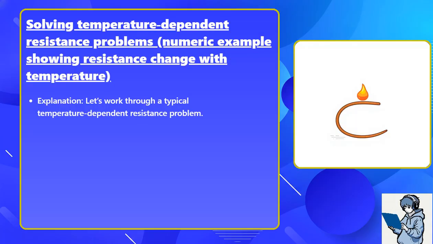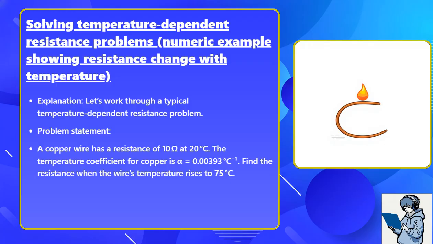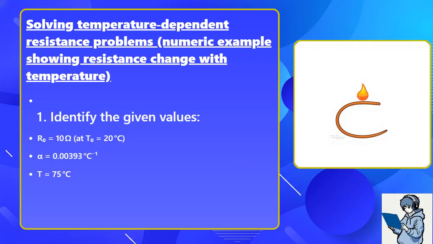Explanation: let's work through a typical temperature-dependent resistance problem. Problem statement: a copper wire has a resistance of 10 ohms at 20 degrees Celsius. The temperature coefficient for copper is alpha equals 0.00393 per degree Celsius. Find the resistance when the wire's temperature rises to 75 degrees Celsius. Solution steps: Step 1. Identify the given values. R sub 0 equals 10 ohms at T sub 0 equals 20 degrees Celsius. Alpha equals 0.00393 per degree Celsius. T equals 75 degrees Celsius.